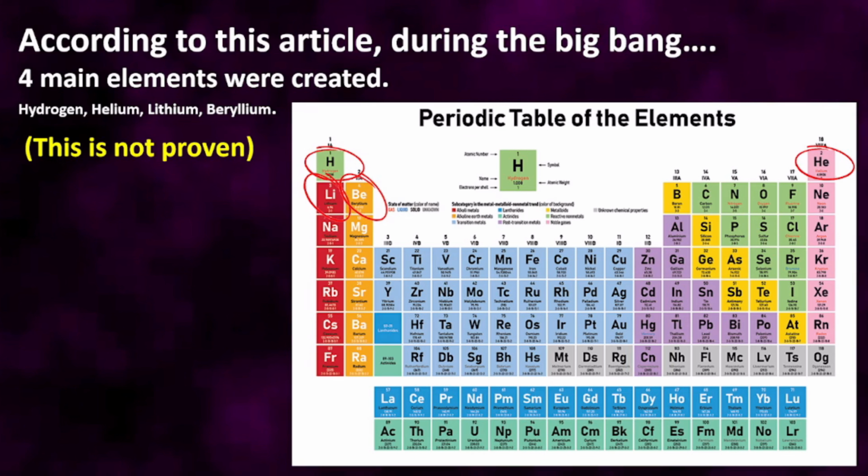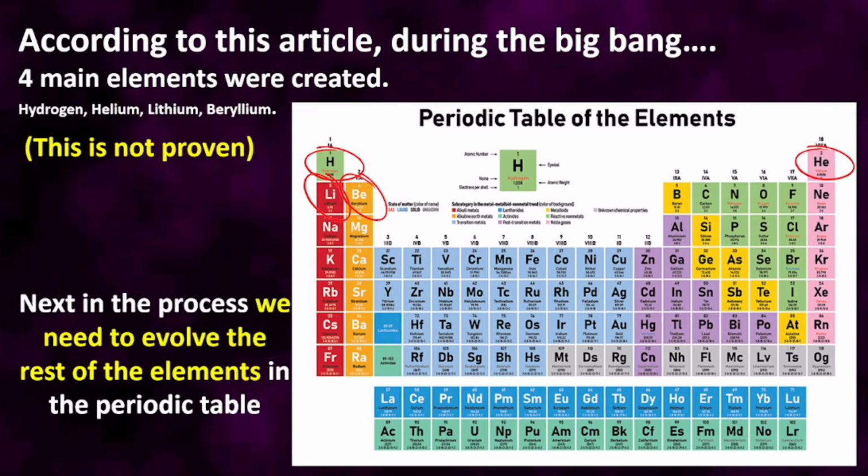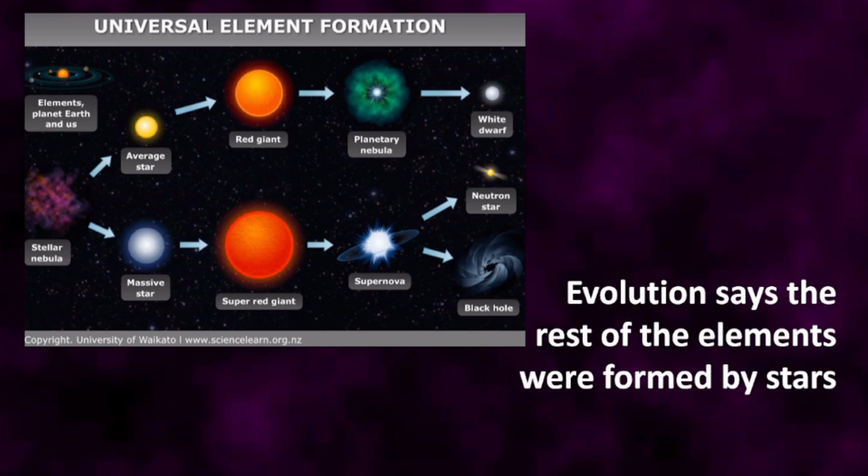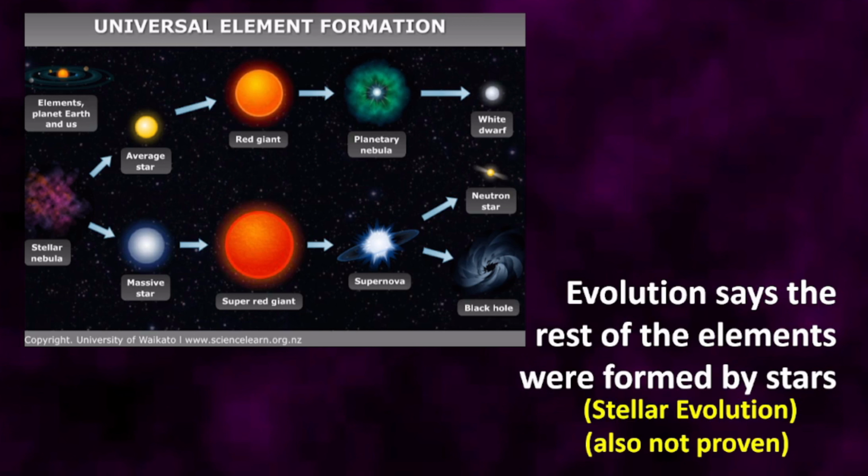This is not proven. But if we were to overlook that, the next step in this process is that we need to evolve the rest of the elements in the periodic table. This is chemical evolution. Evolution says the rest of the elements were formed by stars. This is what we call stellar evolution. And again, this is also not proven.